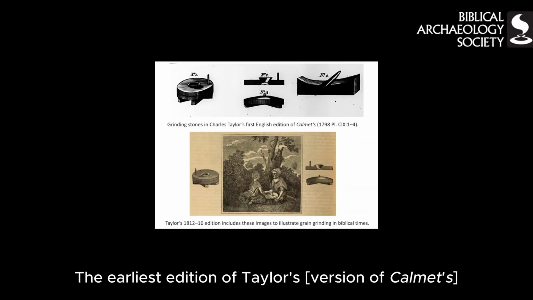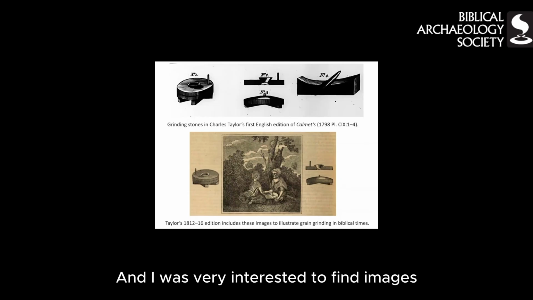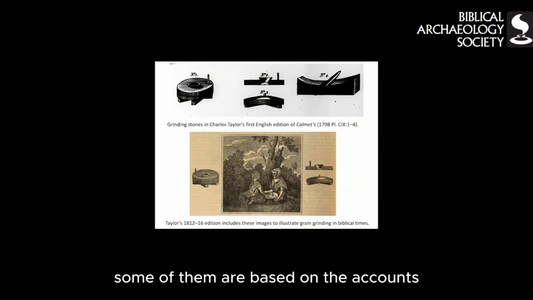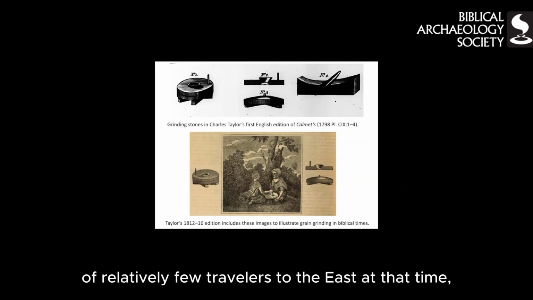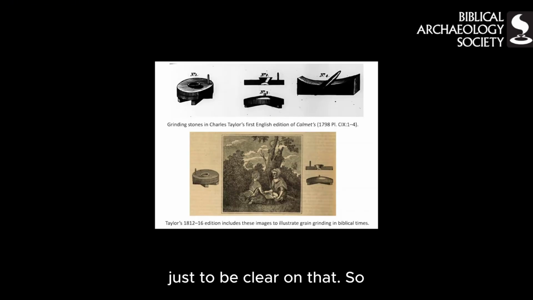The earliest edition of Taylor's is from 1798, just to fix a date there. And I was very interested to find images that are pulled from classical sources, mostly European. Some of them are based on the accounts of relatively few travelers to the East at that time. But he actually has this great illustration of grinding stones that illustrate the entry called corn. And corn means grain or cereal, right? Not like maize, just to be clear on that.